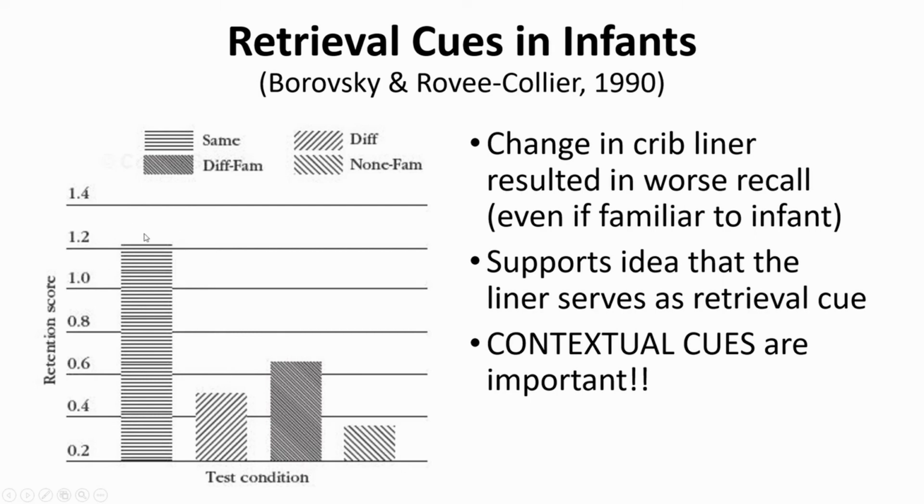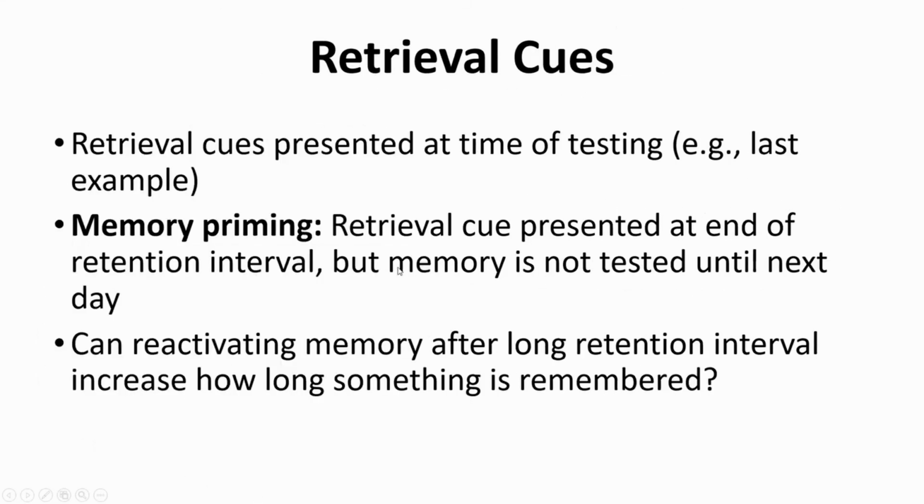And the presence of that same liner led to a higher occurrence of that originally trained behavior, that instrumental kicking response. So this supports the idea that the liner serves as a retrieval cue and helps these infants retrieve what they learned during training, because at testing, they have a similar condition, they have similar cues present. Now, that example talks about a situation where the retrieval cues are present only at the time of testing. So we had the environment match at testing in the same way that it did during training.